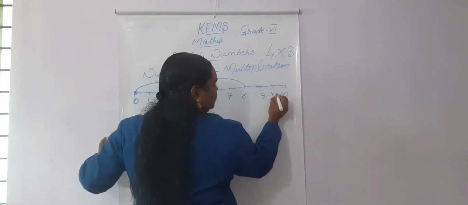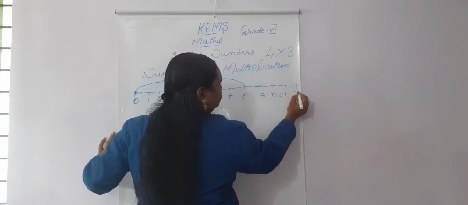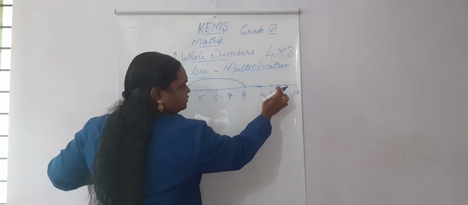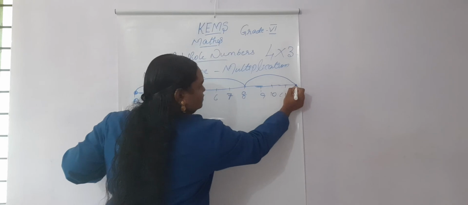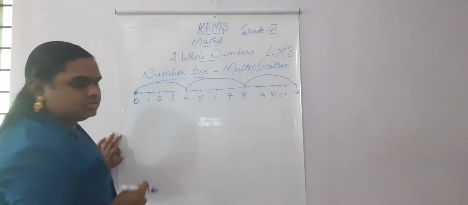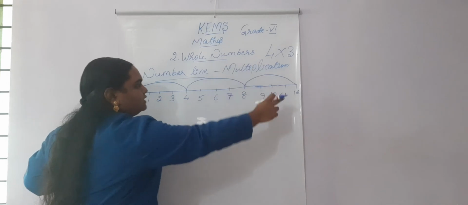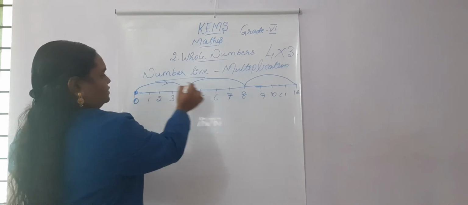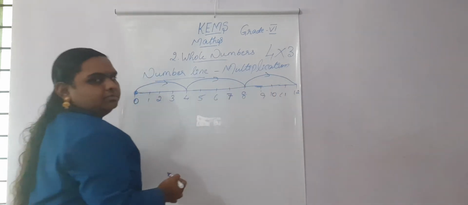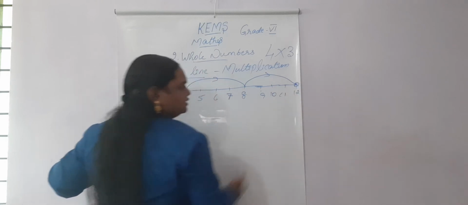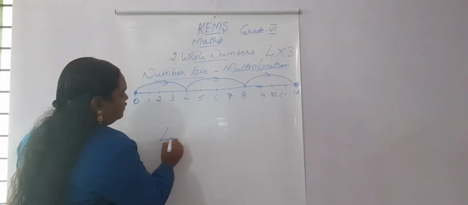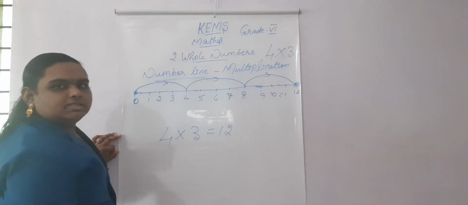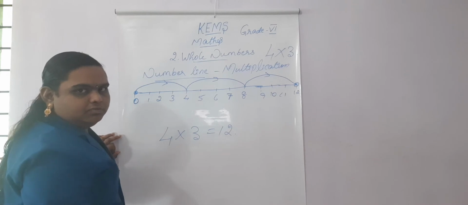Okay, I am taking the number up to 12. So 8. Next step 1, 2, 3, 4. So I jump the 4 steps each 3 times. 1 time, 2 time and 3 time. So at last I got the answer 12. So 4 into 3 is equal to 12. Is it clear to all of you?